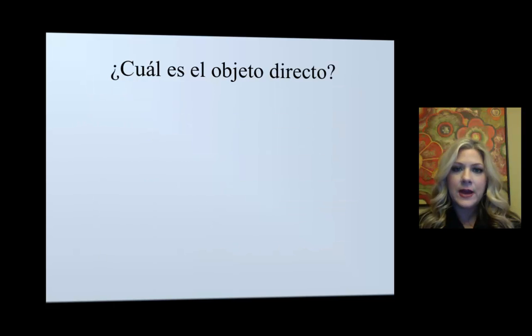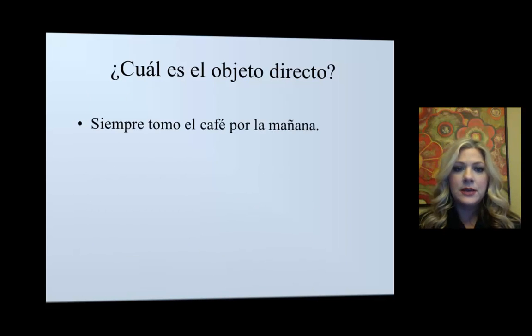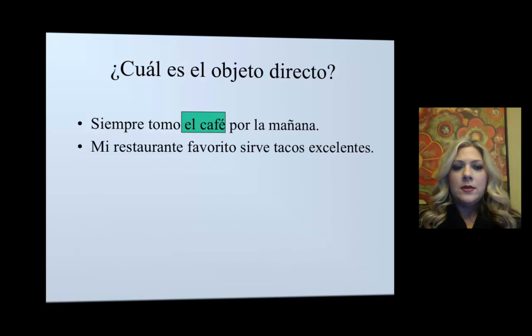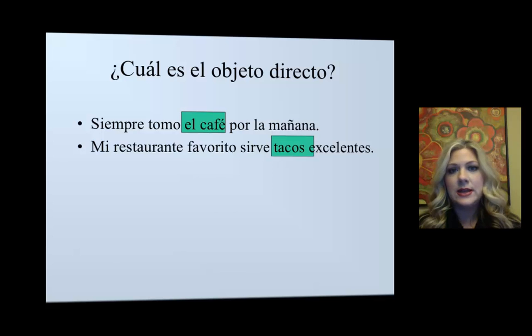Let's see if you can identify the direct object in these examples. Siempre tomo el café por la mañana. I always drink coffee in the morning. I always drink what? El café. That's our objeto directo. Mi restaurante favorito sirve tacos excelentes. My favorite restaurant serves what? Tacos excelentes.